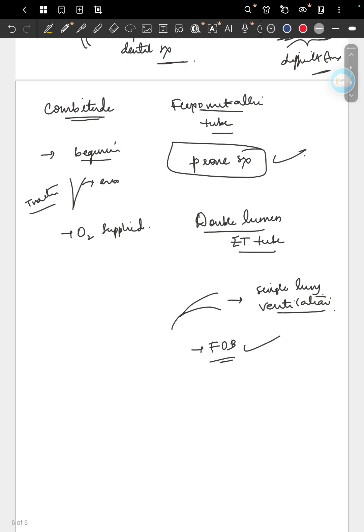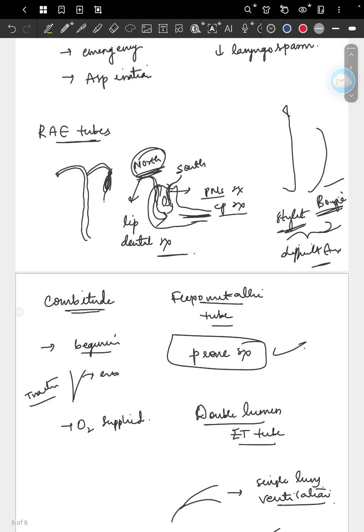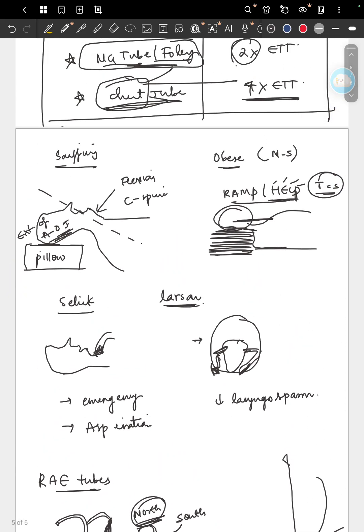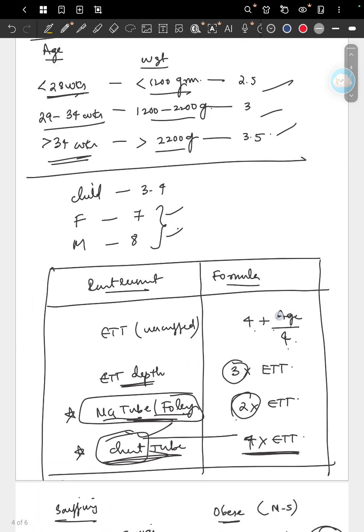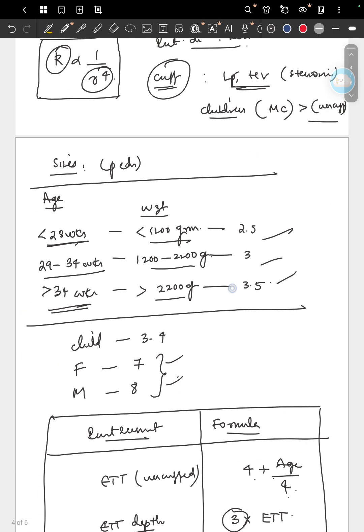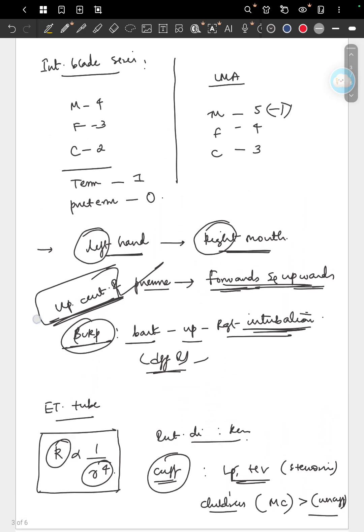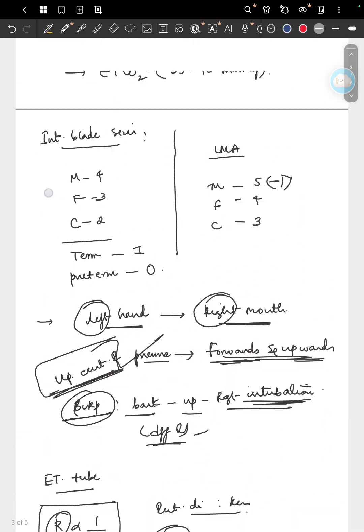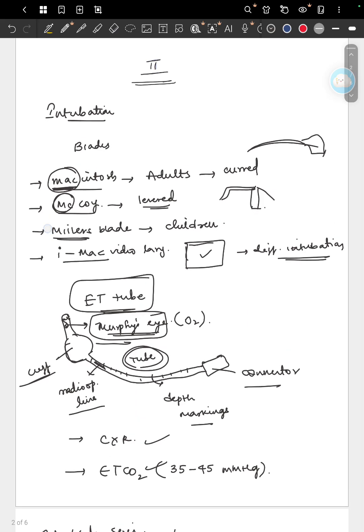So this is how you will have various types of laryngoscopes, intubation tubes, and all. And these are the positions: sniffing, ramp, Larson, and Sellick. And these are the sizes, formulas and weights. So this is it about the second part. It is a very important and high yield module.